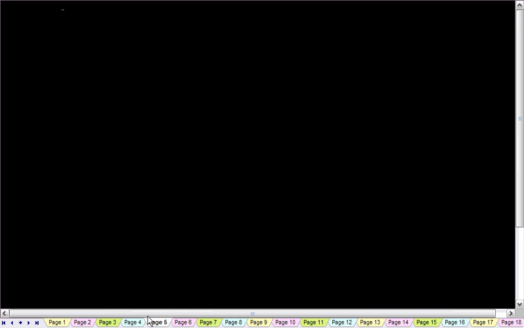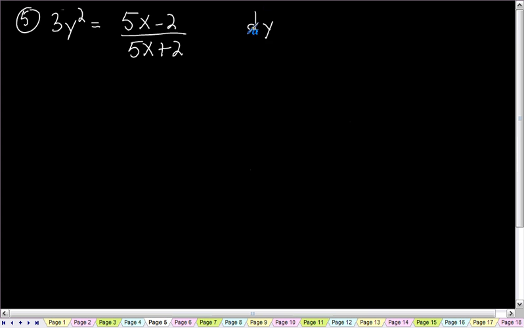Number 5. That is equal to, they give us 3y to the second, 5 minus 2 over 5x plus 2, and ask you to find dy dx. I'm going to do this as implicit differentiation. We're going to just try to find the derivative of each part. This is like a constant, so I'm going to take the derivative of this, which is 2y dy dx.